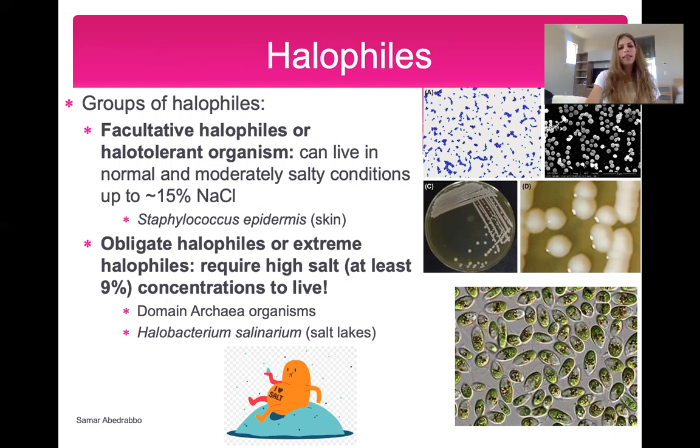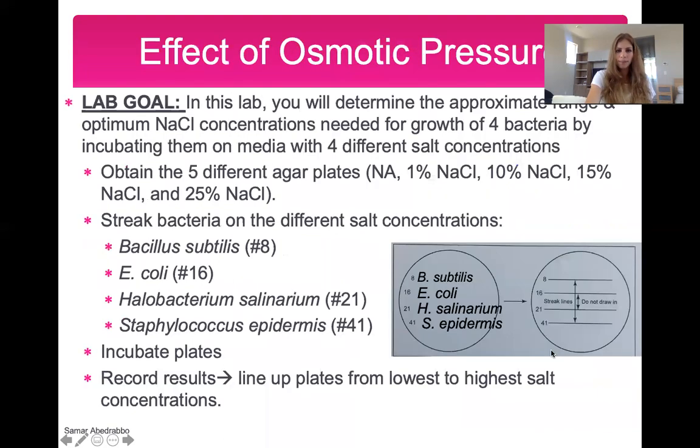I didn't mention this, but an example of a facultative halophile, an organism that tolerates high salt, is Staphylococcus epidermis, which is bacteria that's typically found on our skin. And remember, our skin deals with so many different salt concentrations. So here's an image of Staphylococcus epidermis, again, which is a facultative halophile, and here's an image of Halobacterium salinarium, which is an obligate halophile.